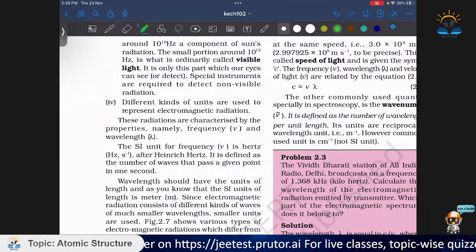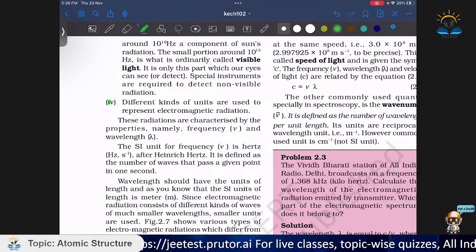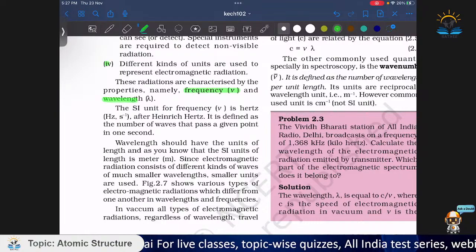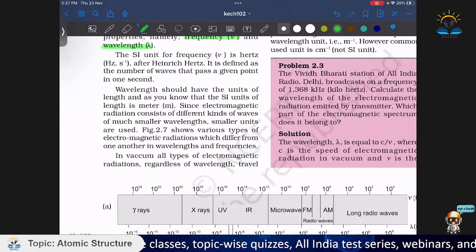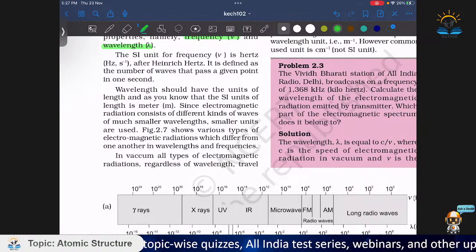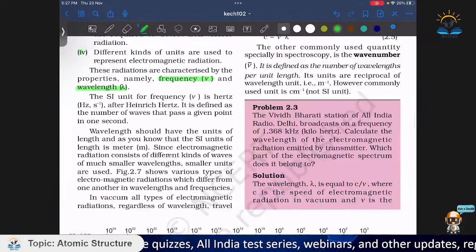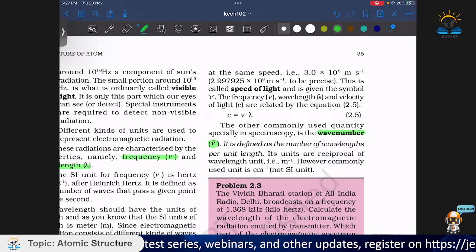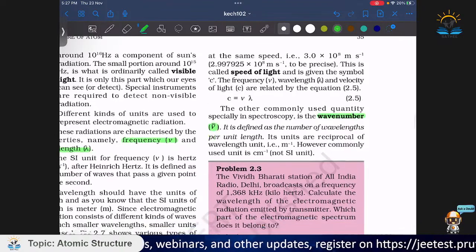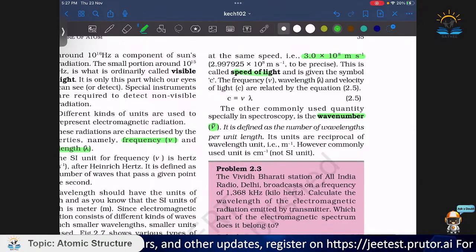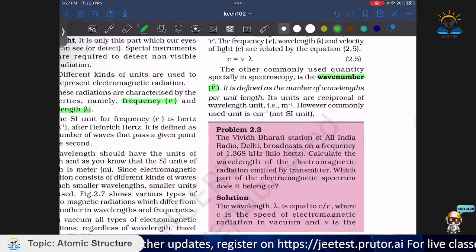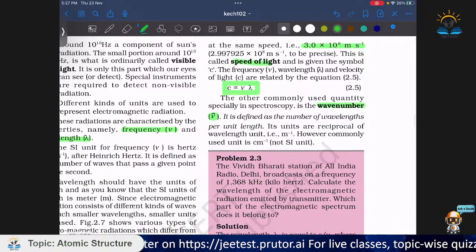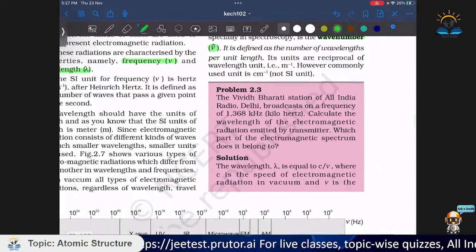Different kinds of units are used to represent electromagnetic radiation. The characteristics of an electromagnetic radiation according to Maxwell were frequency and wavelength. Frequency is expressed in hertz and wavelength in nanometers. Now, wave number is 1 upon wavelength. This is the important thing. Speed of light is assumed to be 3 × 10^8 meter per second. And speed, frequency and wavelength are related as: speed is frequency times wavelength.